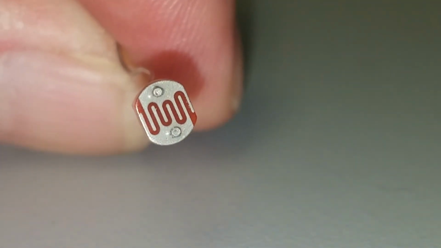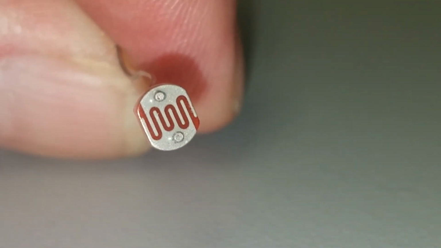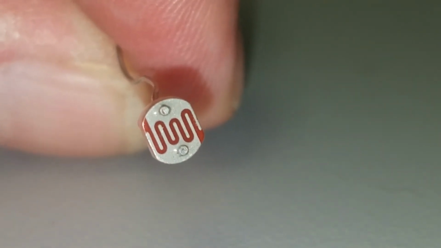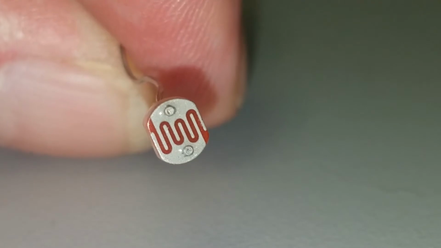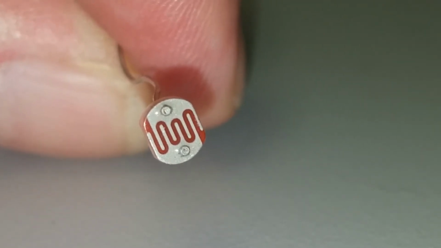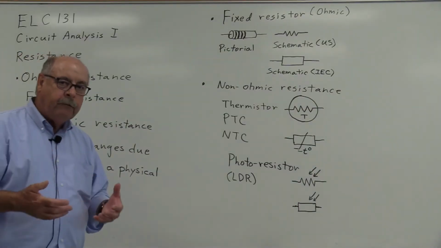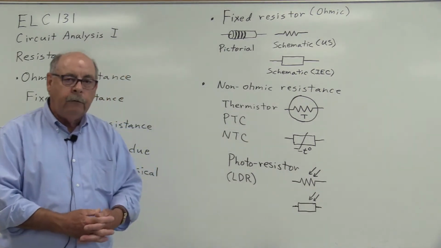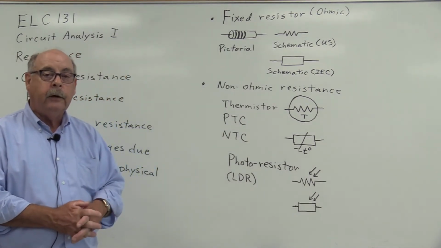The light-dependent resistor is shown here. And you may have seen a light-dependent resistor if you have a lamp post in front of your house that turns on in the evening and turns off in the morning. That's the component that's used to sense the amount of ambient light, to turn the light off in the daytime and turn the light on in the nighttime.